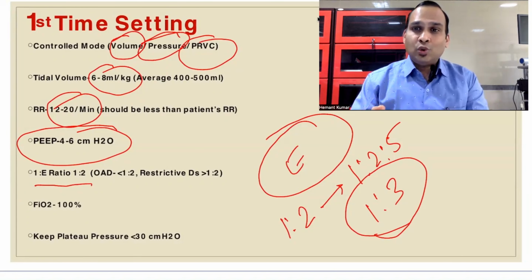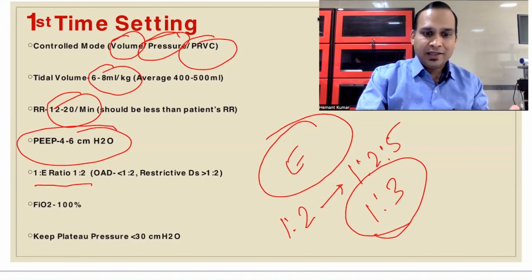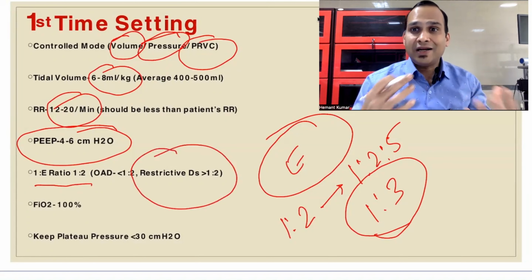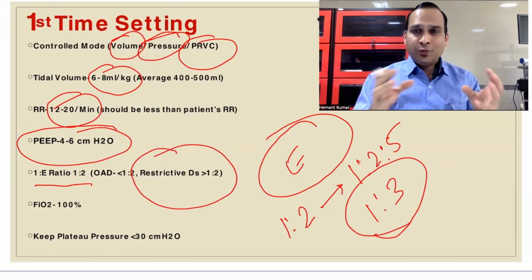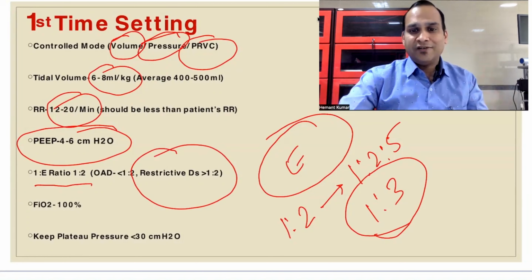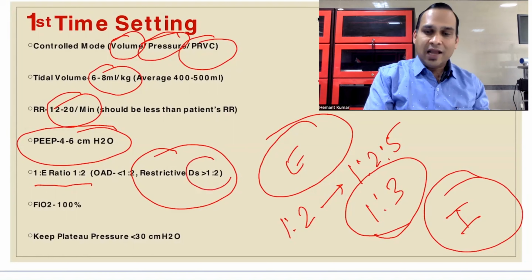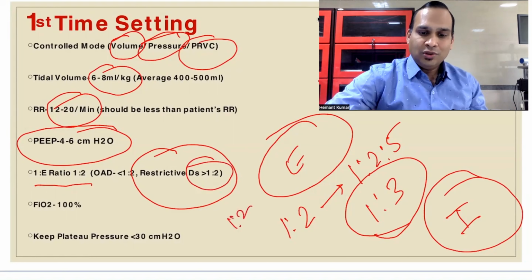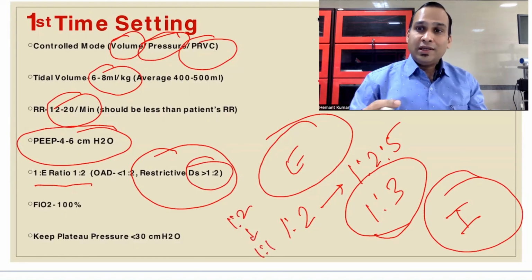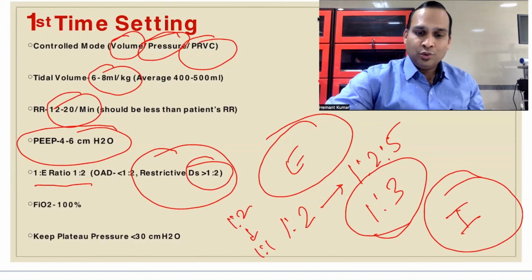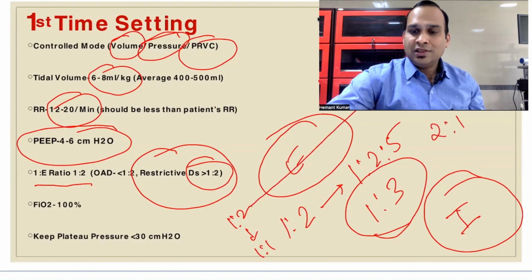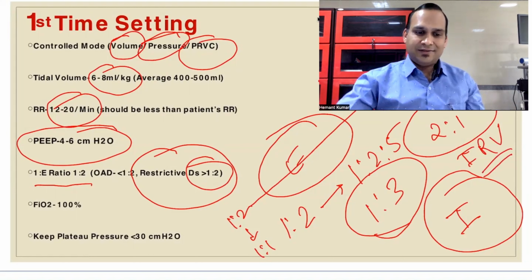But in those patients who need more oxygen, like restrictive airway disease, ARDS, ILD, in that type of patient we have to increase the inspiratory phase because oxygenation occurs in the inspiratory phase. In that case, we have to increase the I:E ratio. So 1:2 normal to 1:1, or in some cases like severe ARDS, we can reverse this ratio 1:2 to 2:1. This is called inverse ratio ventilation.